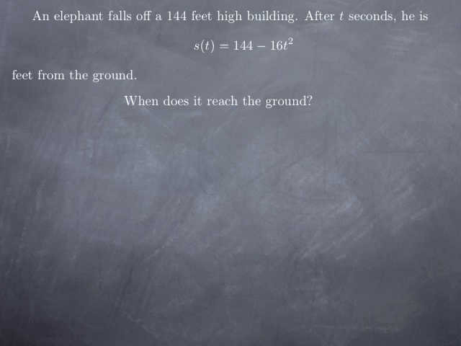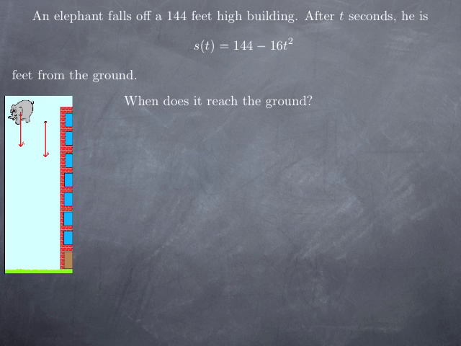Now in the same situation, we could ask, when does the elephant reach the ground? It reaches the ground if its distance from the ground is 0, in other words, if s of t is 0. If we set s of t equal to 0 and solve for t squared, we get t squared equal to 9. That means t is either plus 3 or minus 3. However, in this situation, t is time and flows positively from an initial time t equals 0. So only the positive solution t equals 3 is relevant.